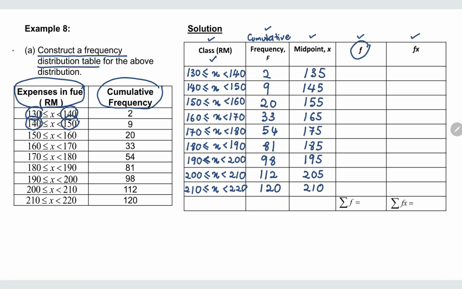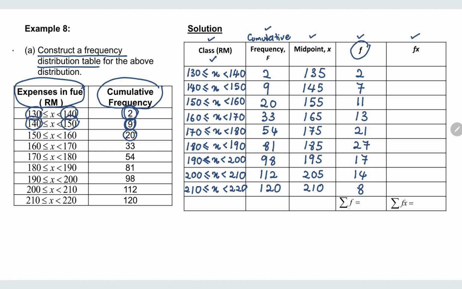Okay, next we must find the frequency of each class. So for the first class, the frequency you can take from the cumulative frequency, which is 2. For the second class, to find the frequency, we will take 9 minus 2. We will get 7. For the third class, the frequency, we will take 20 minus 9, which is 11. So we can repeat the process. We will get 13, 21, 27, 17, 14, and for the last class, the frequency is 8.